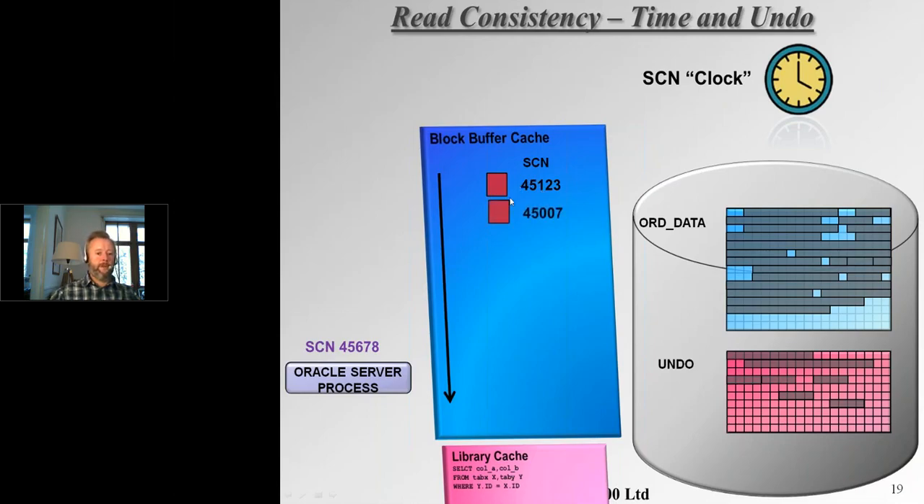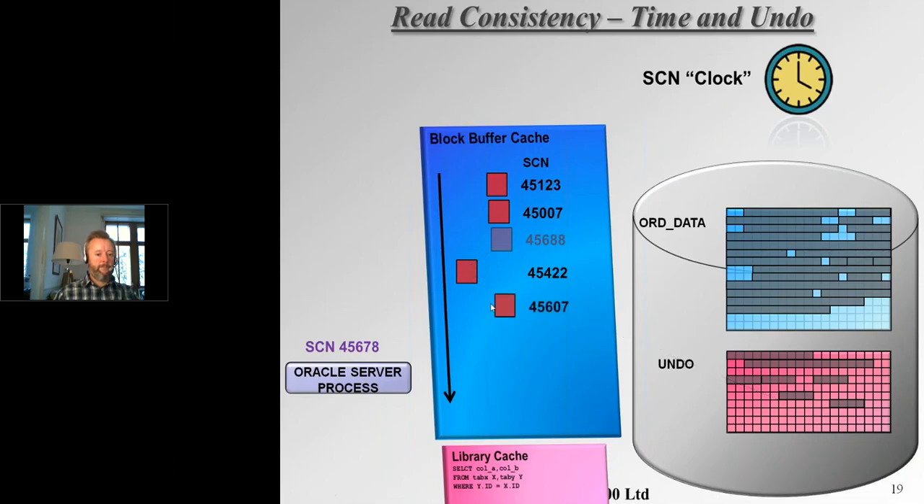It gets the next block, 45007. Again, it can use that block. It's not changed. Next one, 45688. This has got a later SCN. This block's been changed since your query started. Something's happened to the data. Oracle copies the block in memory, only in memory. And it then goes to the undo, gets the information about that block, and rolls it back in time. And now it's got an SCN of 45422. It's older than when you started. It can use this data.